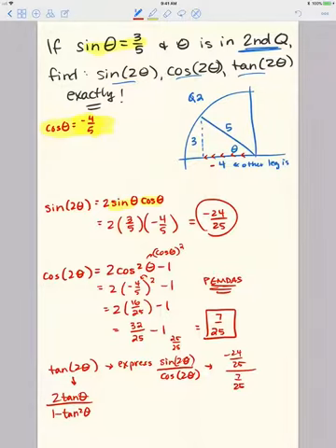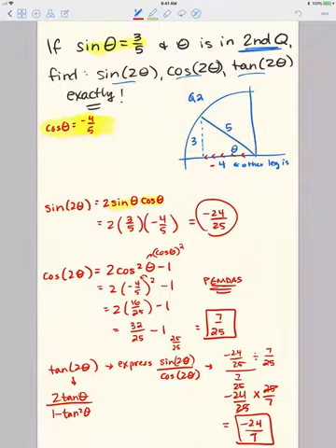We're dividing fractions, so instead of writing it vertically, I'm going to write it out horizontally and put divide by 7 over 25, which is going to multiply 25 over 7 to -24 over 25. My 25s will cancel, and I'll get that the tangent of 2 theta is -24 over 7.